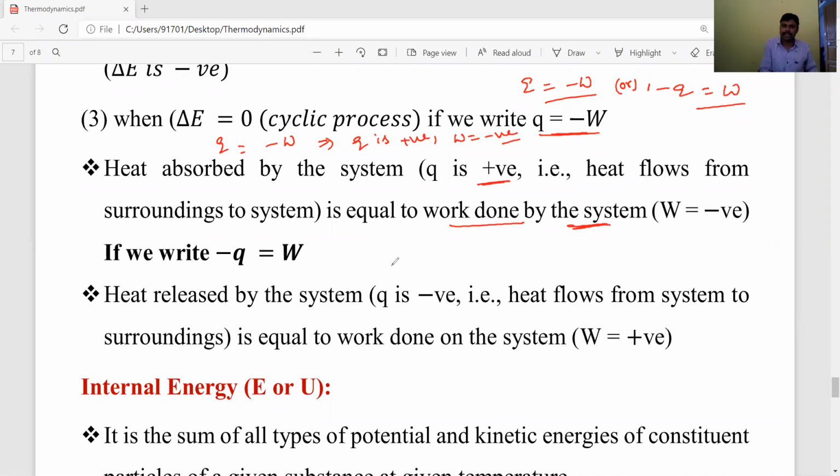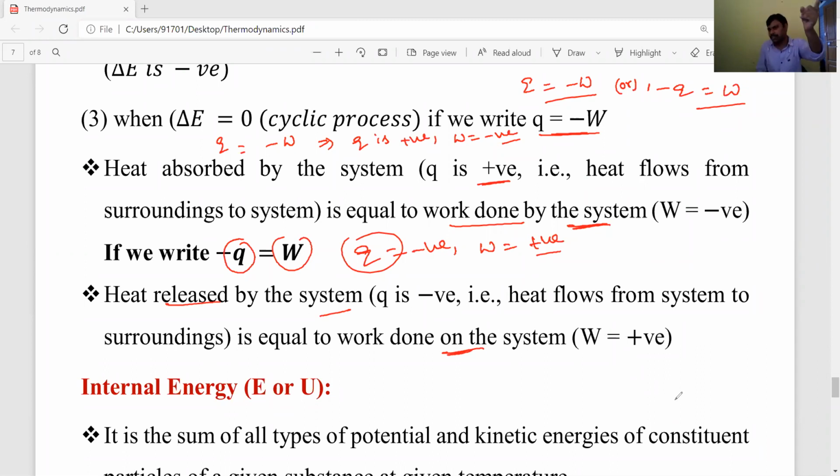If Q is negative and W is positive, then the system released heat, and the heat released is equal to the work done on the system, because work is positive. Work positive means work done on the system, and work negative means work done by the system. Okay students, these are the main important conditions in the first law of thermodynamics.